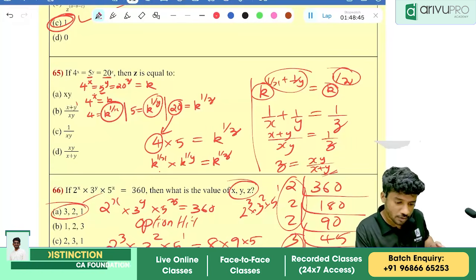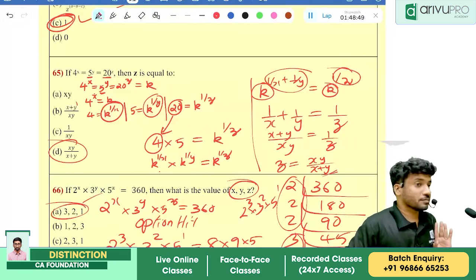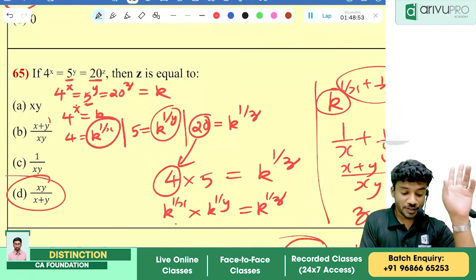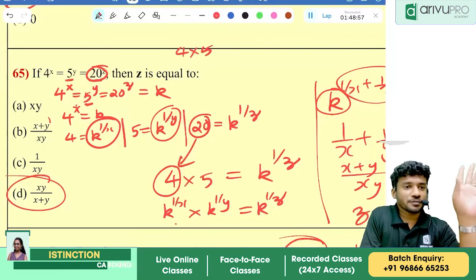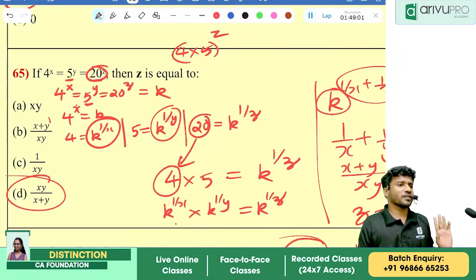This one now? X. Last option. That is one method. I will tell you the other method. What we will use inside the exam for 20 is what? 20 is nothing but 4 into 5. 4 into 5 raised to what? Z. Correct? 4 into 5 raised to z.